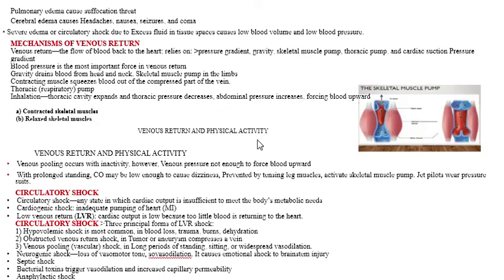Circulatory shock. There is a term called circulatory shock, a shock due to less blood inside the vessels and the heart. There are many types of shock. One of them is circulatory, the other is neurogenic shock, and there are other shocks.